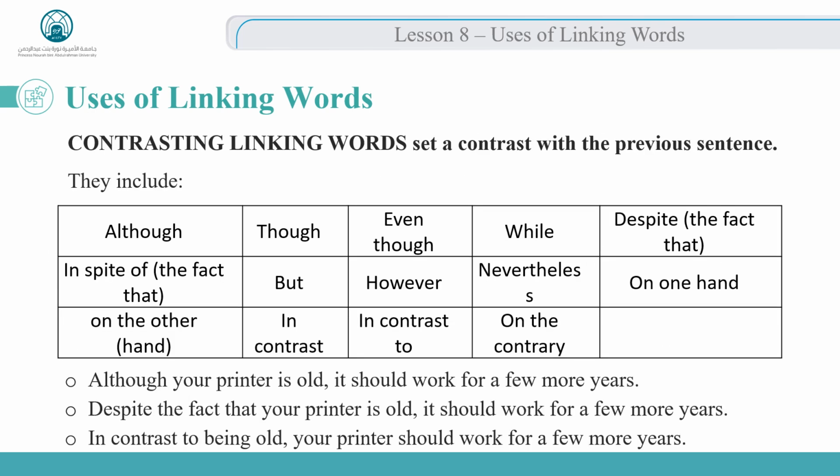Linking words can also be used to express contrast. Contrasting linking words set a contrast with a previous sentence. They include although, though, even though, while, despite the fact that, in spite of, in spite of the fact that, but, however, nevertheless, on one hand, on the other hand, in contrast to, on the contrary.